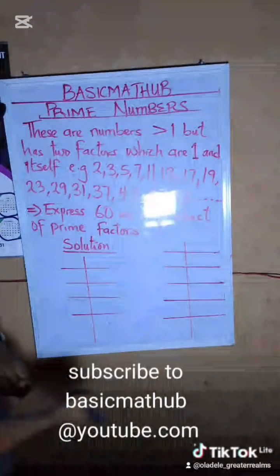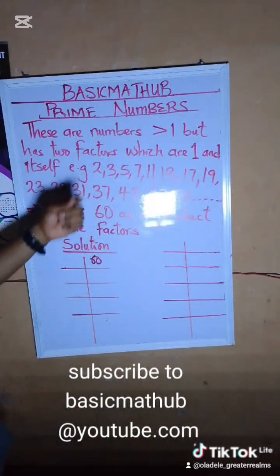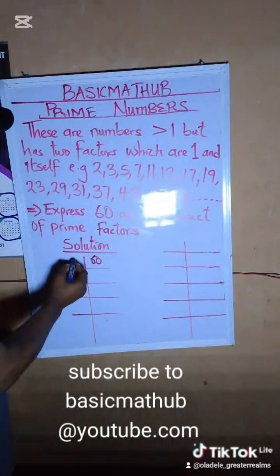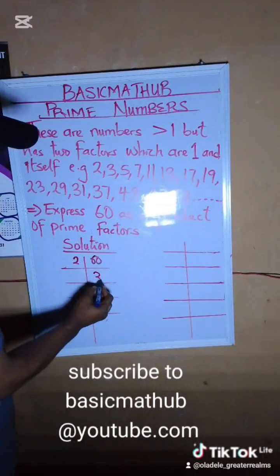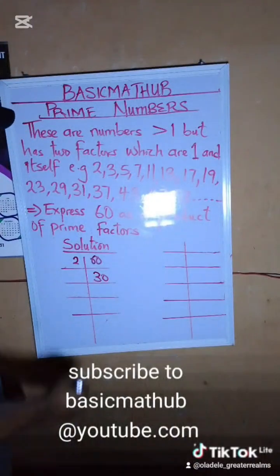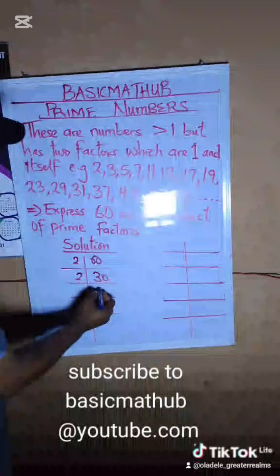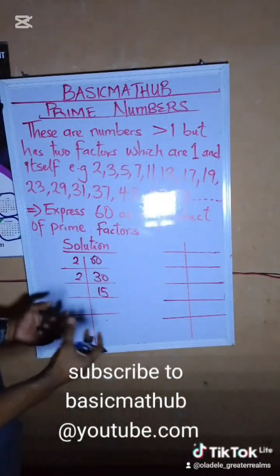So we're given 60 now. Let's practice this. If you look at the prime numbers, the first number that will go into 60 completely is 2. So 2 into 60 is 30. What could go again? 2 could still do. 2 into 30 is 15. If you look at it now, 2 cannot do again because there is going to be a remainder.